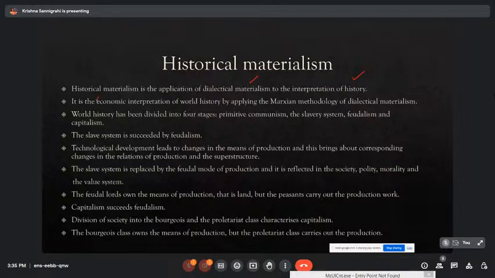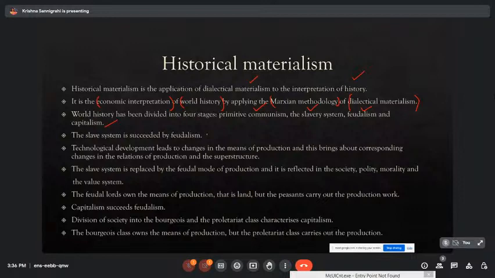So, what is it? It is an economic interpretation of what? Of world history. And how is it done? It is done by applying the Marxian methodology. Which methodology? The methodology of dialectical materialism, which we just discussed in the previous slide. So, world history has been divided into 4 stages, that is primitive communism, the slavery system, feudalism, and capitalism. This is how the growth of history is charted, and this is how it has been analyzed based on the methodology of dialectical materialism, which is a Marxian methodology. So, historical materialism is an economic interpretation of world history by applying the Marxian methodology of dialectical materialism.